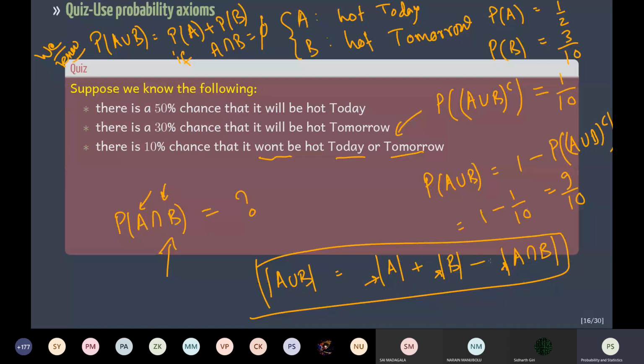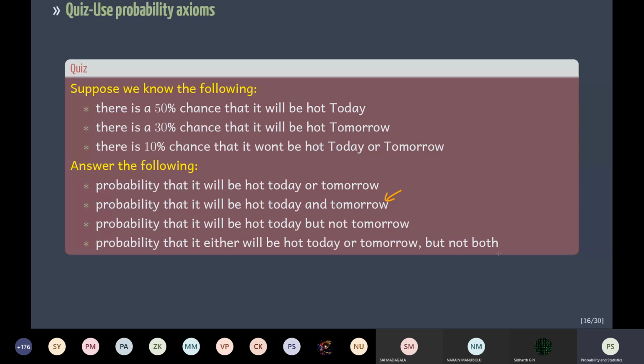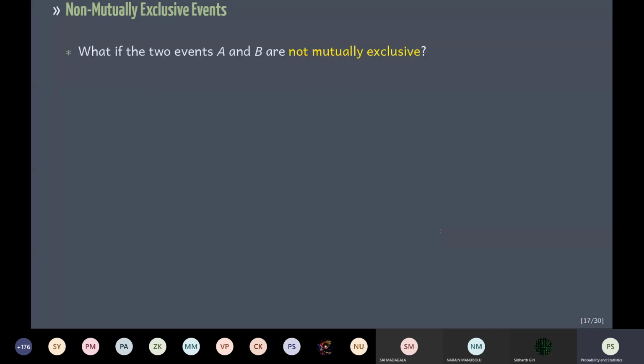Okay, because the probability of A is given to you, the probability of B is given to you, and the probability of A union B you already found out. So from here you can get the probability of A intersection B. Okay. So this can be found out, and again this can be found out. Some negations, complements, and so on you have to do, and this is easy.